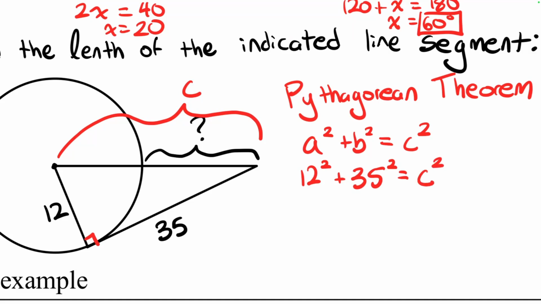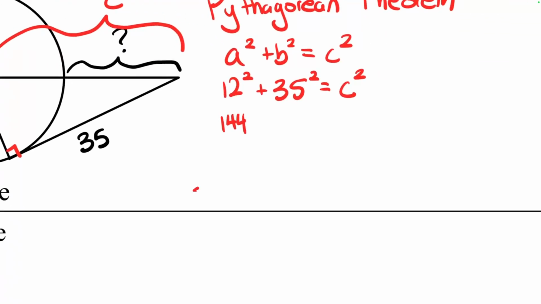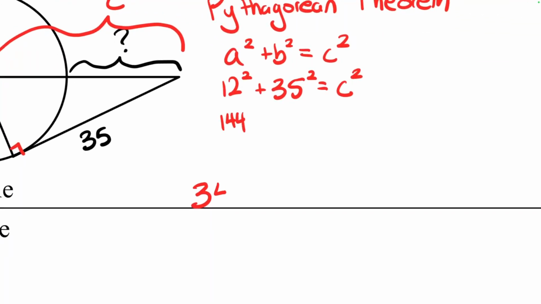All right, Melanie, 12 squared. Ooh, 35 squared. Not on our list. Our list only goes to 25. What do we do? Do it by hand. 35 by 35: 5 times 5 is 25. 5 times 3 is 15, 16, 17.